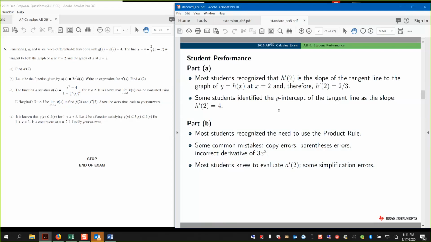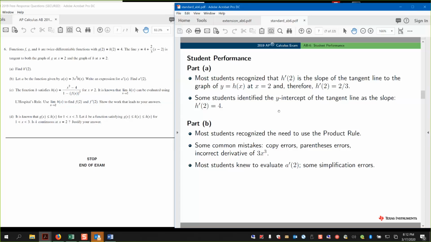So in part A, most students recognize that h prime of 2 is the slope of the tangent line to the graph of y equal h of x at x equal 2. That's a good thing. And therefore, most students did report that h prime of 2 is 2/3. However, the most common student error here was that h prime of 2 is equal to 4, the y-intercept of the tangent line. I'm not sure why, except maybe that 4 was screaming out at them. Not sure.